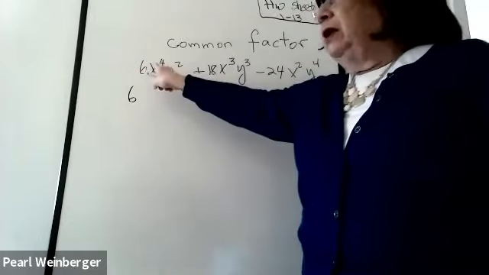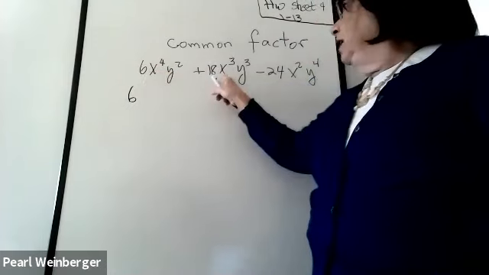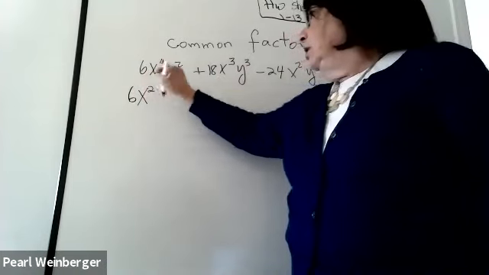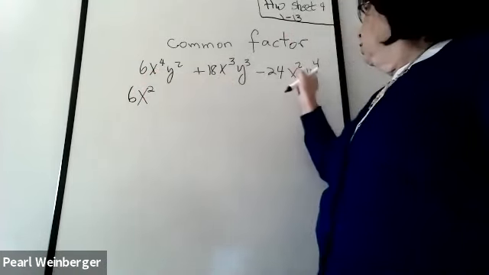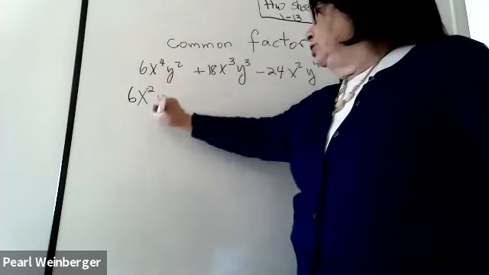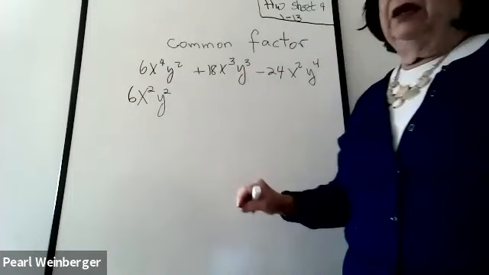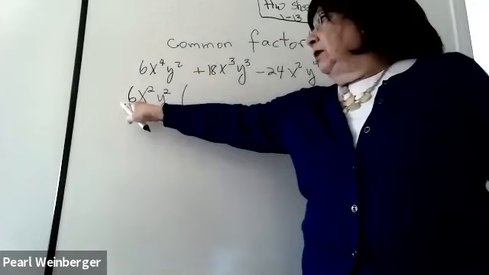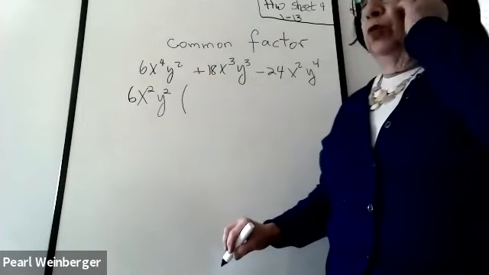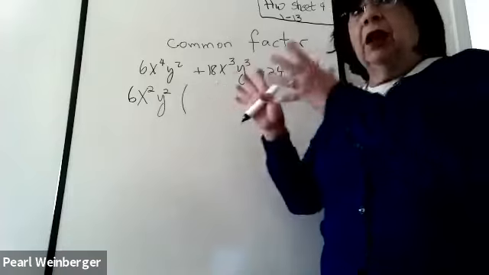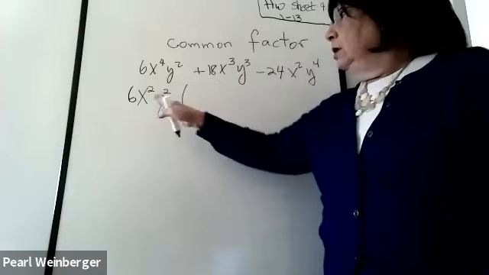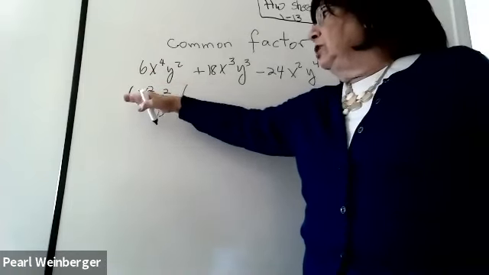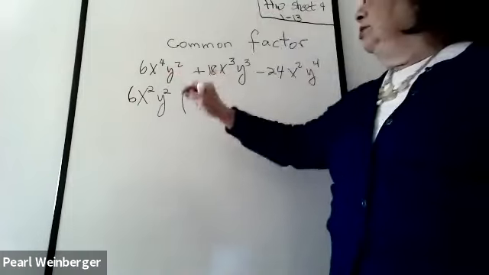Now I start with the variables. X fourth, x cubed, x squared, obviously is x squared. Then the y's: y squared, y cubed, y fourth. That's y squared. Again, with the letters, we take the lowest exponent. So our greatest common factor is 6x squared y squared. Now we have to get the other half of this example. We have to find out what we multiply this 6x squared y squared by to get this expression.